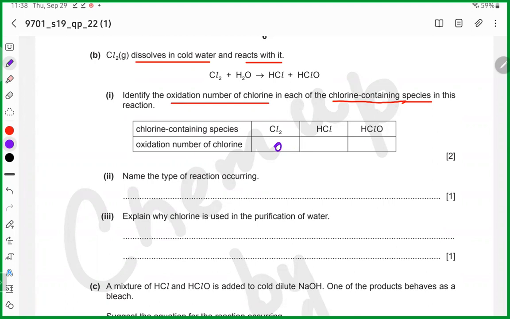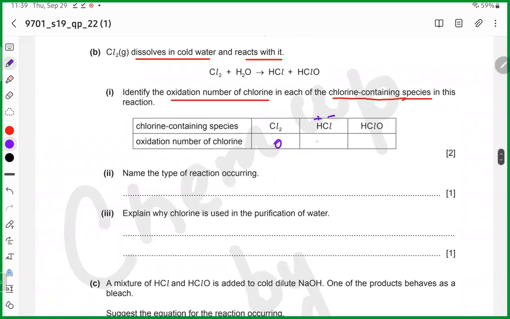Then the oxidation number of chlorine. Chlorine is bonded with hydrogen in HCl. Hydrogen has a +1 charge and chloride has a -1 charge. So the oxidation number of chlorine is -1. Is this clear? Yes. Okay.